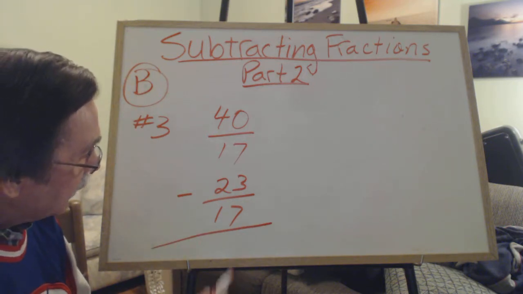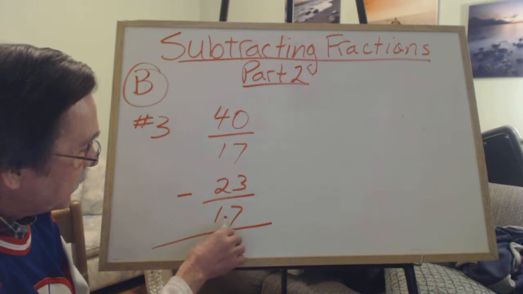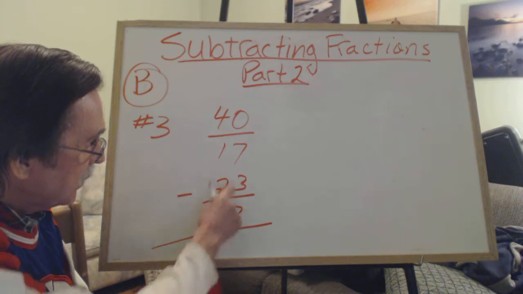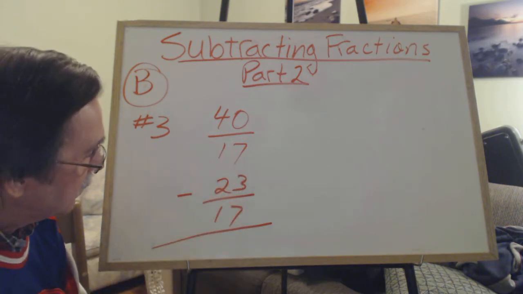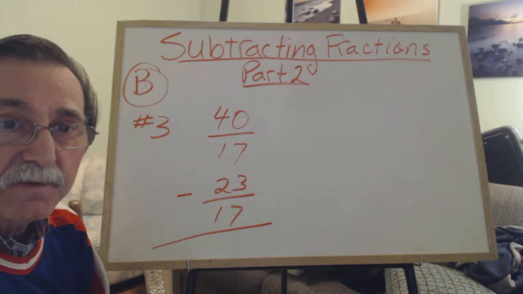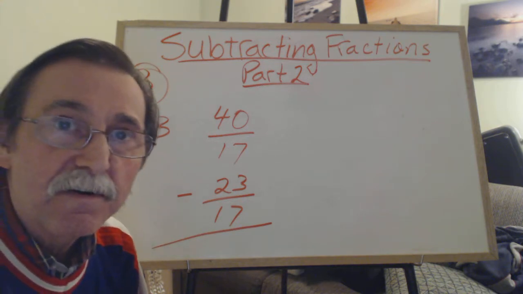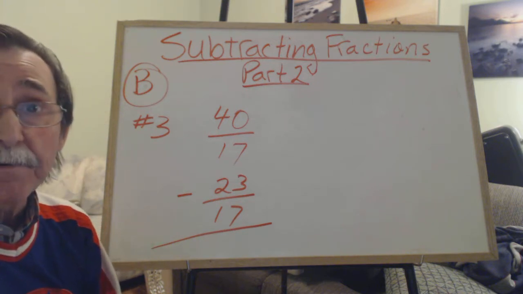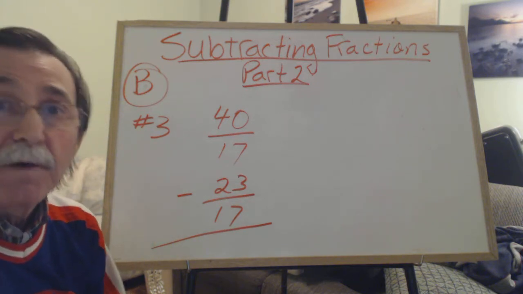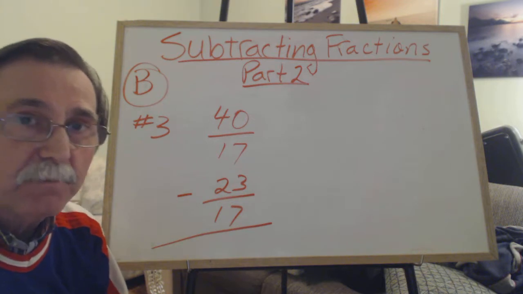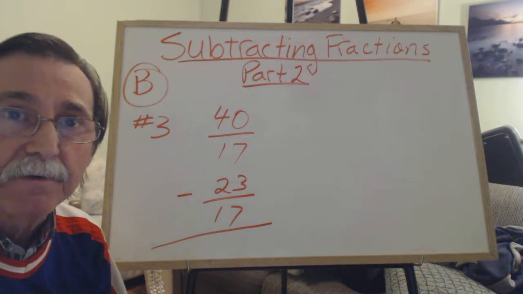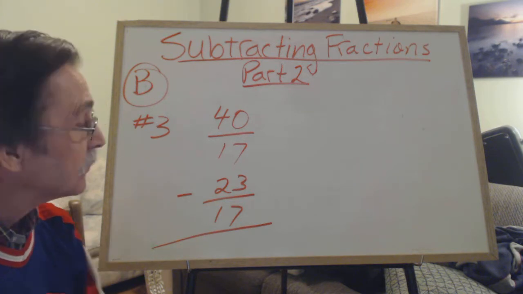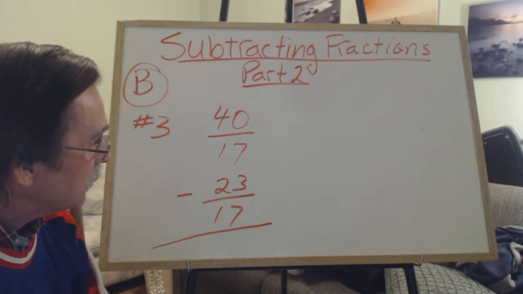Well, when we're subtracting, we need to make sure we have the same denominator. We do. We've got 17ths and 17ths. Can you see what kind of fractions these are? They are improper fractions, but it doesn't matter. Don't worry about it. If it's an improper fraction, it does not matter. Don't try to make your question something that it isn't. Okay?